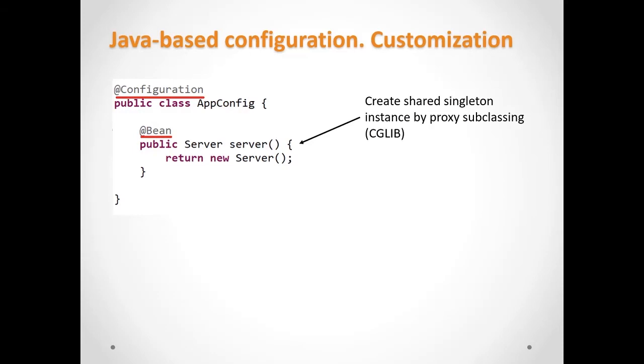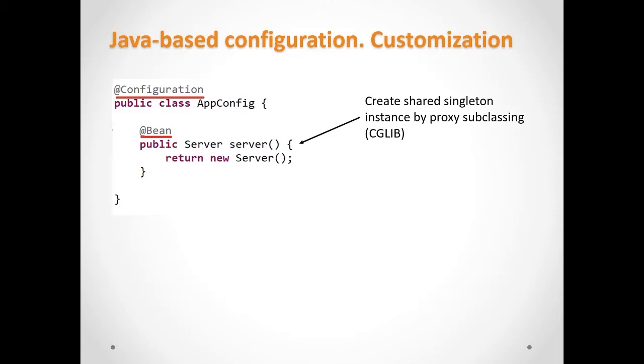However, it has some non-trivial features. For example, by default, if you use Java-based configuration, all the configuration classes are subclassed using CGLIB. And then, if you call, for example, the server method in this AppConfig class, then only one instance of server will be created, not 3. Why is that?